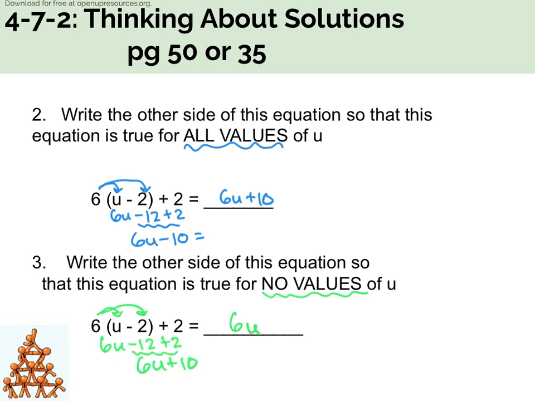So remember, we have to have letters on both sides, and the letters usually have to be the same, but notice how the numbers are different. On the right-hand side, I could do 6u plus 12. Oh, yeah, that works. So notice I have 6u on both sides, but my 10 and my 12 are different. Is 10 equal to 12? No. So is that going to work? No. So this is true for no values.